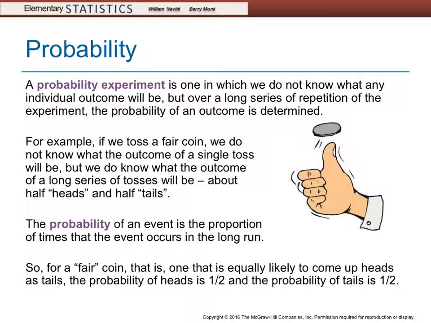For example, if we toss a fair coin, we do not know what the outcome of a single toss will be, but we do know that the outcome of a long series of tosses will be about half heads and half tails. The probability of an event is the proportion of times that the event occurs in the long run. So for a fair coin, that is, one that is equally likely to come up heads as tails, the probability of heads is 1/2, and the probability of tails is 1/2.